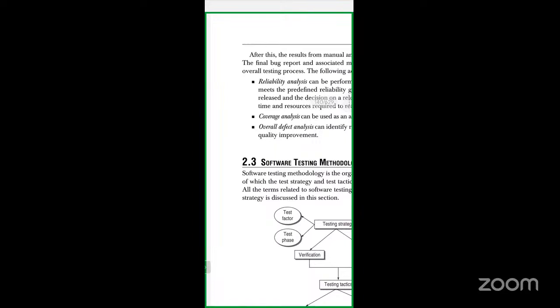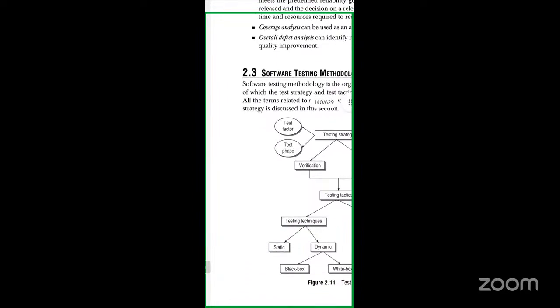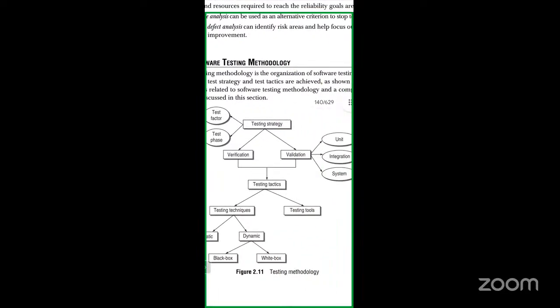So what we are seeing in software testing methodology, we are having testing strategies, where we are undergoing two different processes. One is verification, where we are checking whether it is fitting into the project or not. And then we are going to validate it, that is, whatever modules or things we are including into the project, we are going to validate with the help of unit testing, integration testing, and system testing.